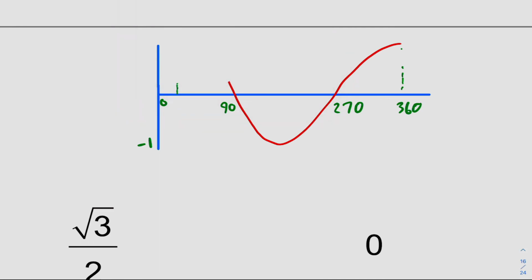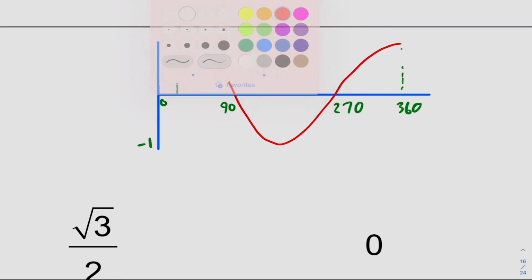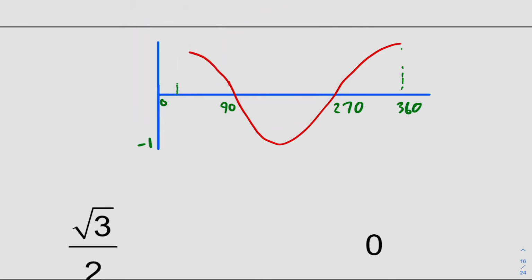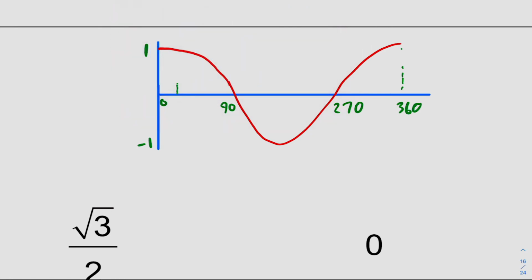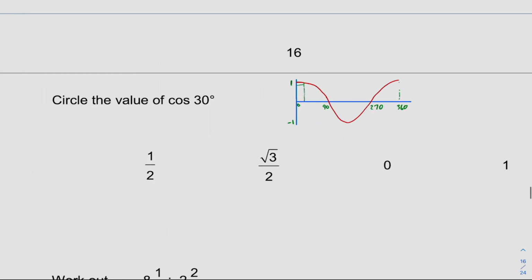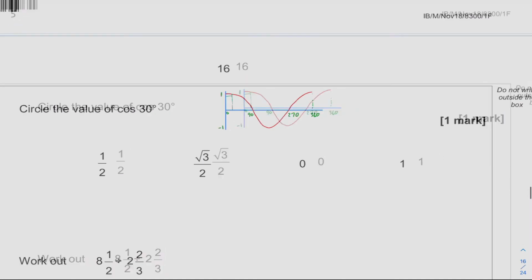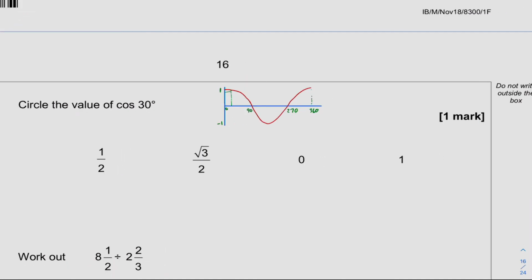Okay, and then the red part goes up like this. Okay, and this is the point 1 here. So cos 30 is roughly here on our graph, this point here. So we can see that it's less than 1, which is something to know straight away. So we can immediately discount the value of 1 at the end here, so we can say it's not 1.